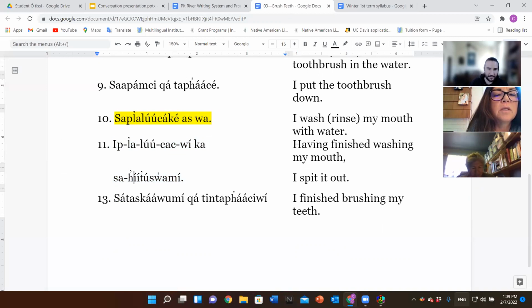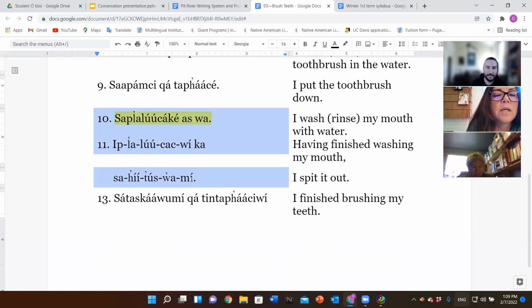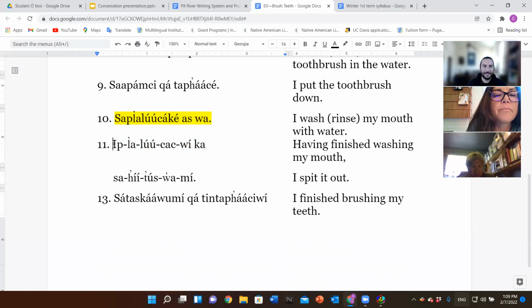So let's all do the Sahitu swami. So ip lalu jatswi, or ip lalu jatswi ga Sahitu swami. Lisa, go for it. Iplalu Jawi Ga Sahi to Swami. Really good.